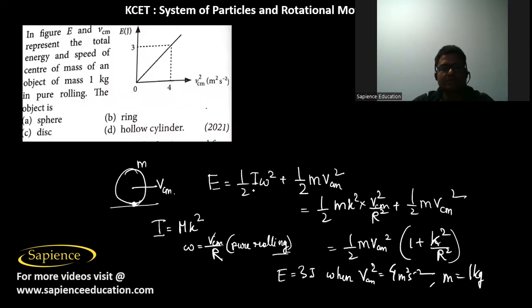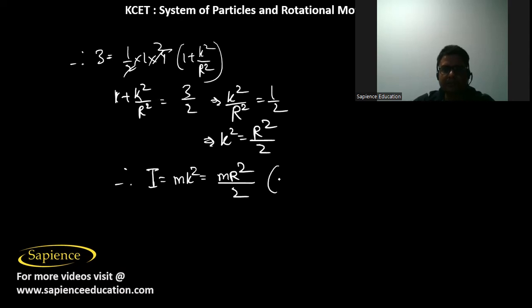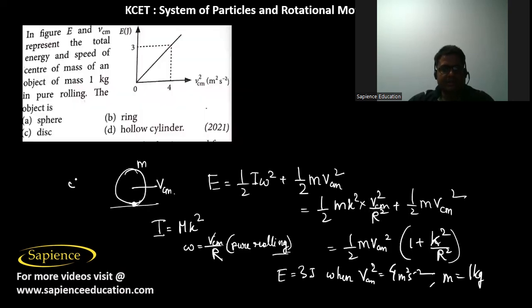So m r square by 2 is not for a sphere, not for a ring, and it is not for a hollow cylinder also. It is for a circular disk only. So for a disk, the moment of inertia is m r square by 2. So option C is the correct answer.